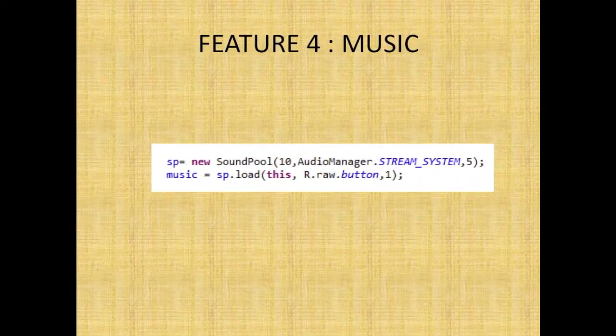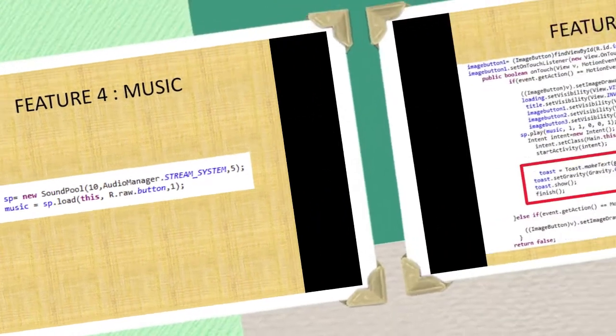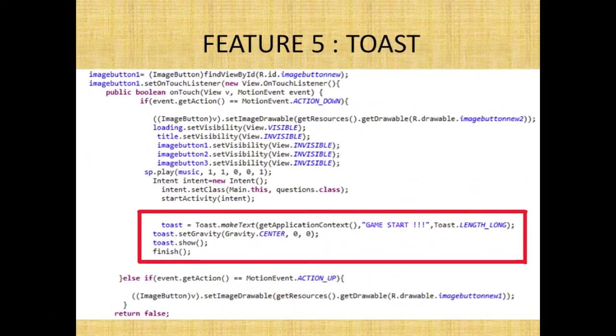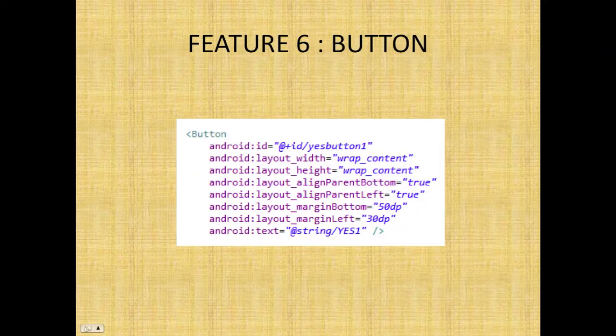Okay, so these two lines of code load the music file into the variable called music. So that every time you want to play the music, you just call the sp.play function and it's going to play the music. This is how we implement the game start pop-up at the start of the game, which automatically disappears. The button here is just an Android default button, which acts the same way as the image button.